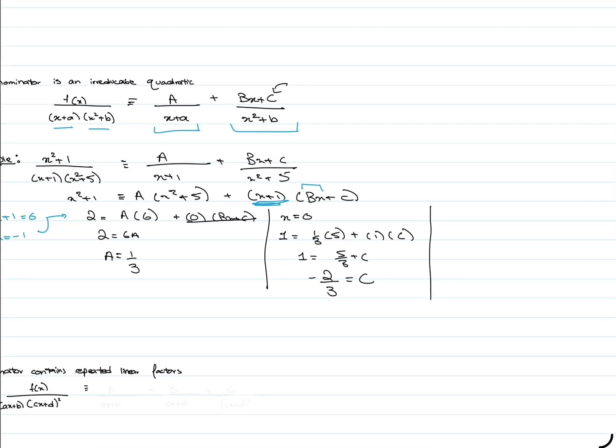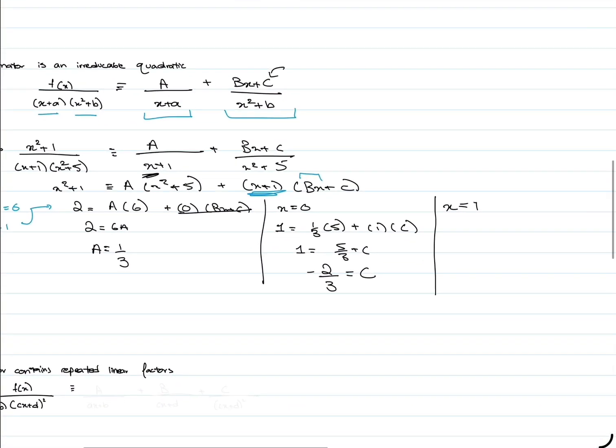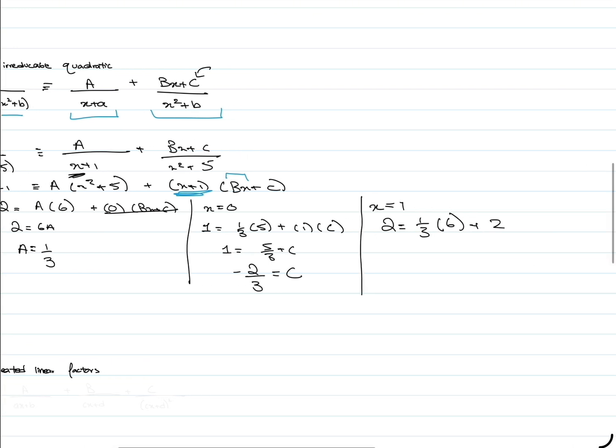I don't think we can get rid of this, right? But now we have our a and we have our b, so we can just substitute anything in. Let's take x equals 1. You could take x equals 2, you could take x equals 5, you could take whatever. Now we get 2 is equal to 1 upon 3 times 6, plus 2 times b, plus minus 2 upon 3.